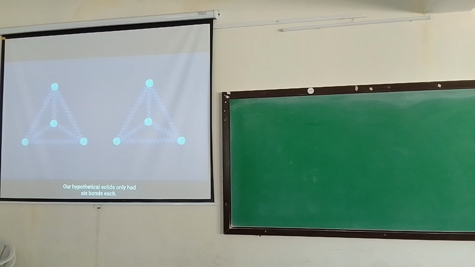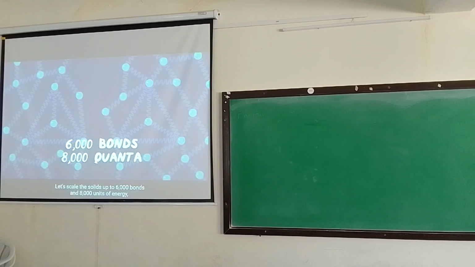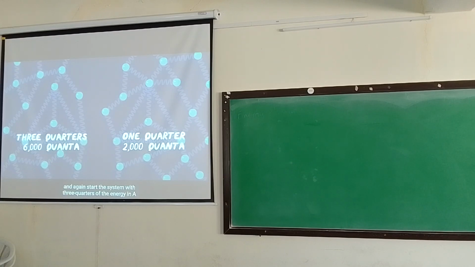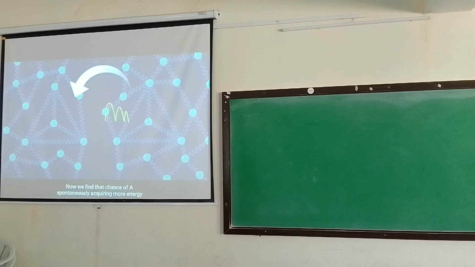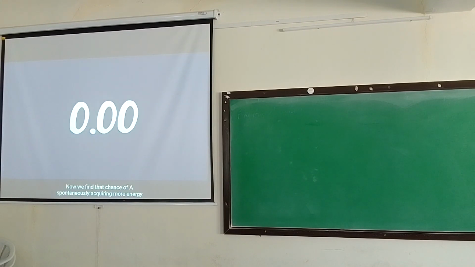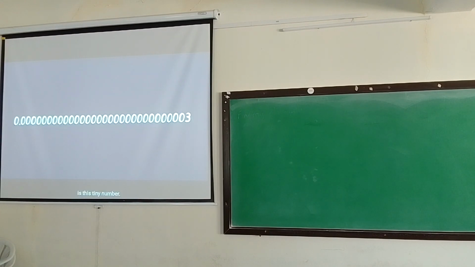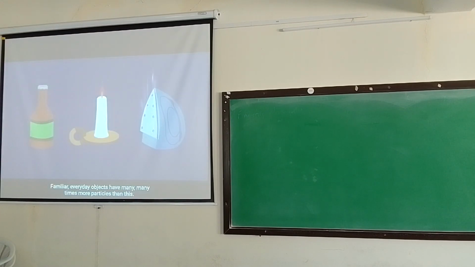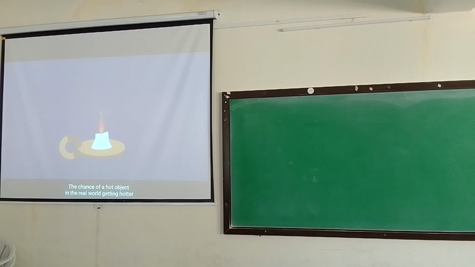Our hypothetical solids only had 6 bonds each. Let's scale the solids up to 6,000 bonds and 8,000 units of energy, and again start the system with 3/4 of the energy in A and 1/4 in B. Now we find that the chance of A spontaneously acquiring more energy is this tiny number. Familiar everyday objects have many, many times more particles than this. The chance of a hot object in the real world getting hotter is so absurdly small, it just never happens.